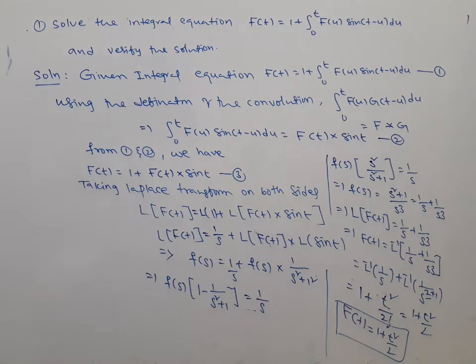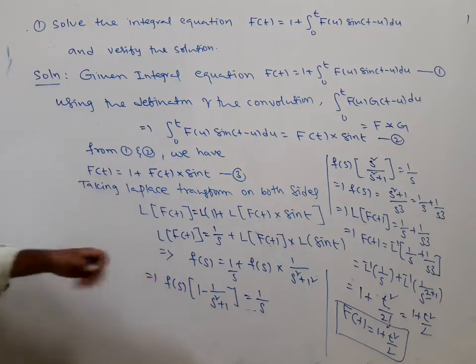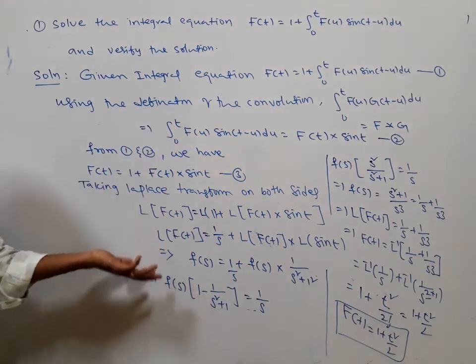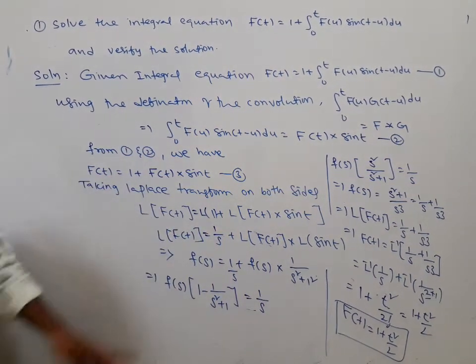Yes, the solution of the integral equation is what? 1 plus t square divided by 2. This is a great advantage of the Laplace transformation. Just using the convolution property, taking Laplace transform on both sides, we will get the unknown function, that is f of t. It is given by 1 plus t square by 2.